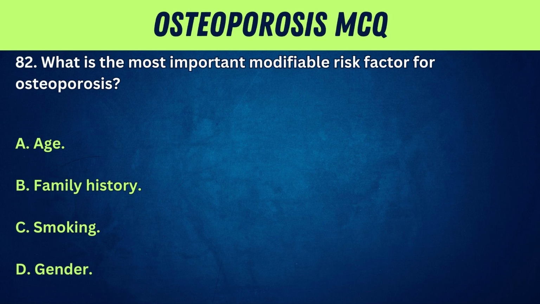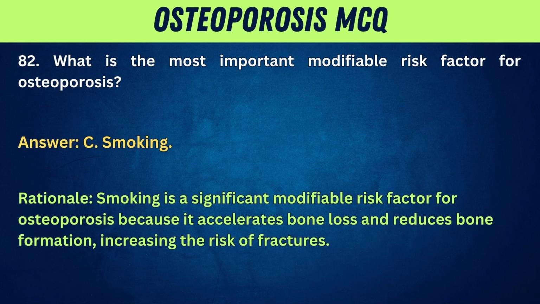82. What is the most important modifiable risk factor for osteoporosis? A. Age. B. Family history. C. Smoking. D. Gender. Answer: C. Smoking. Rationale: smoking is a significant modifiable risk factor for osteoporosis because it accelerates bone loss and reduces bone formation, increasing the risk of fractures.